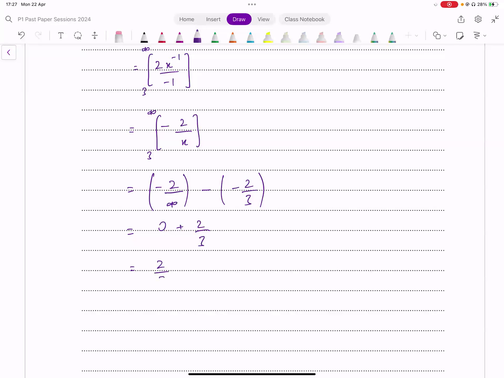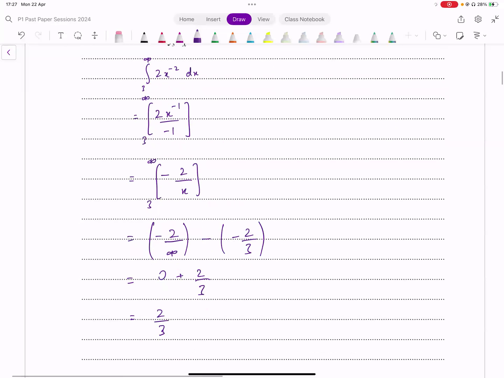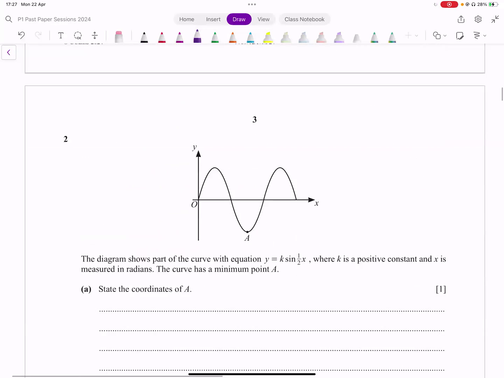is 2/3. All right, that's the final result that we get in this. It says find the exact value, so you should leave it as a fraction. Do not write decimals here. Okay, that's the first question. Let's move on. Question number 2.